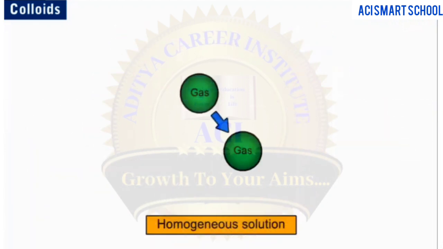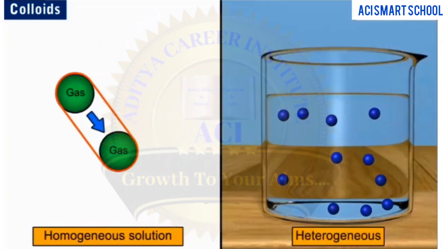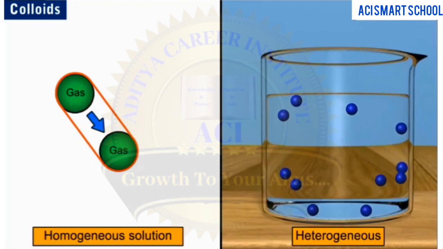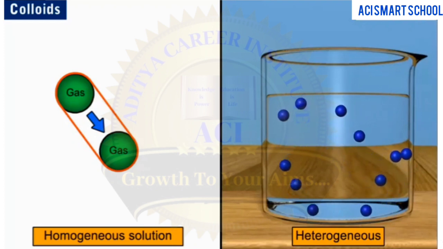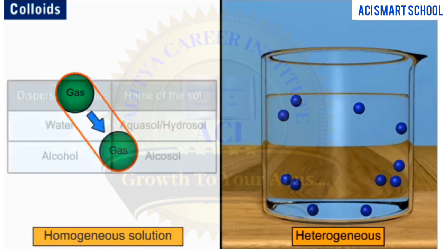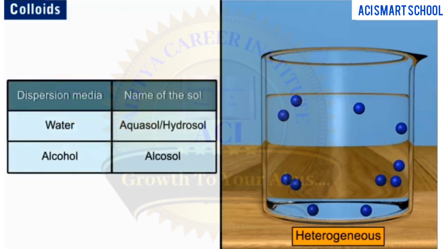It is important to note that a colloidal system of gas into some other gas is not possible because gases always form a homogeneous solution. Since colloidal systems are heterogeneous, they cannot be obtained by dispersing a gas into another. Depending upon the nature of the dispersion medium, sols are given different names. For example, if the dispersion medium is water, then the sol is called an aquasol or hydrosol, and when the dispersion medium is alcohol, it is called an alcosol.